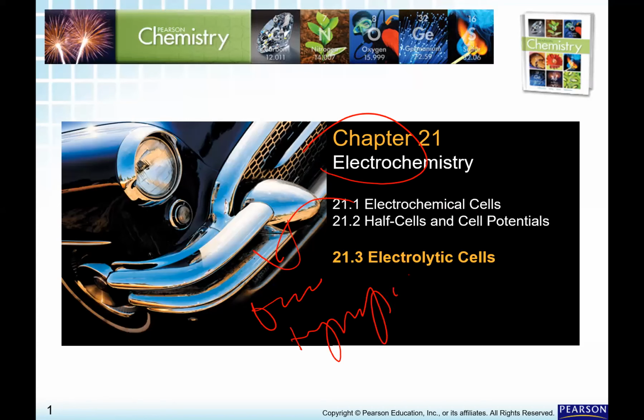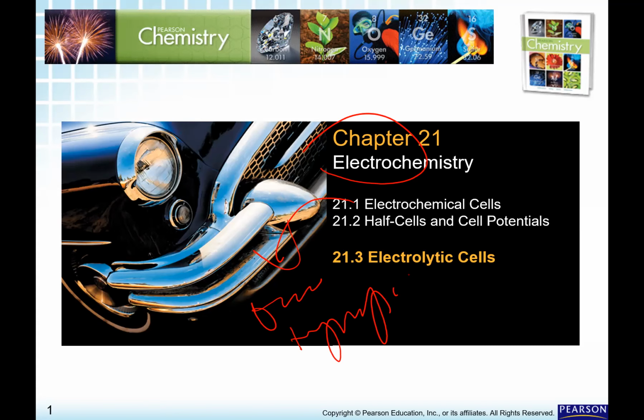The one which we discussed before was the voltaic cell, where we have a spontaneous reaction that is producing electric current as a result of the reaction. So basically, we're converting chemical energy into electrical energy. That is what we have in a voltaic cell, or sometimes they call it galvanic cell.